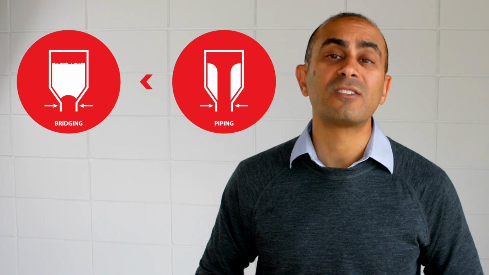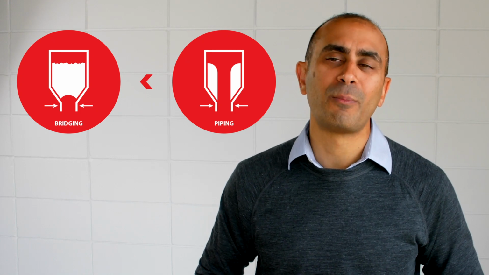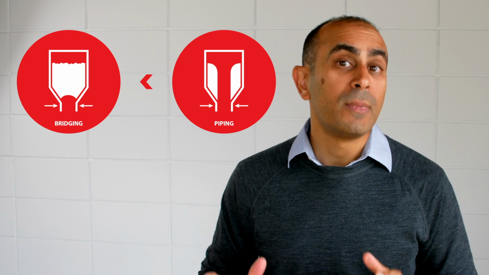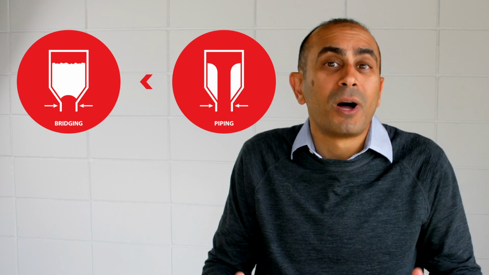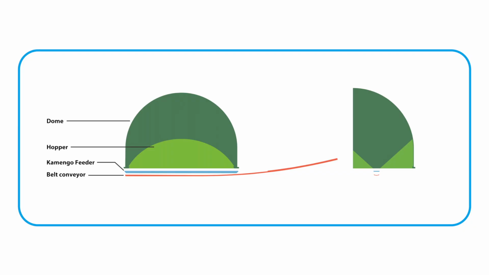In these cases, you are forced to design for mass flow, where the minimum discharge outlet required for reliable flow is much, much smaller. But when you are designing larger storage applications, where you have an opportunity to integrate a bigger discharge opening, you have the opportunity to handle the material in funnel flow.